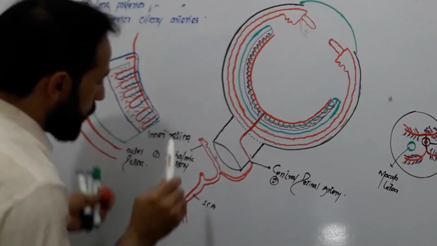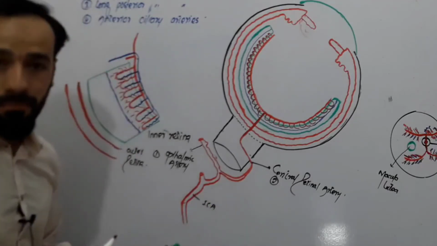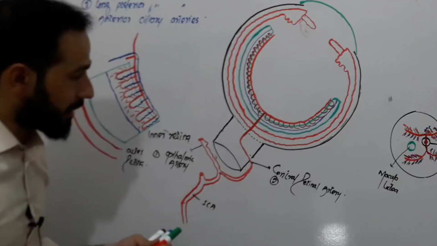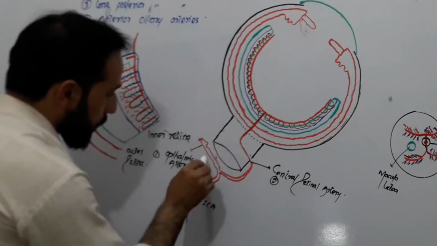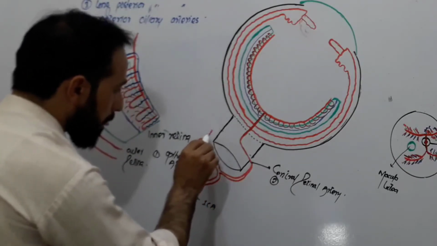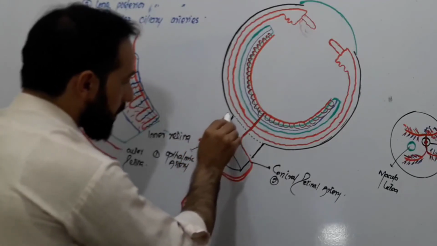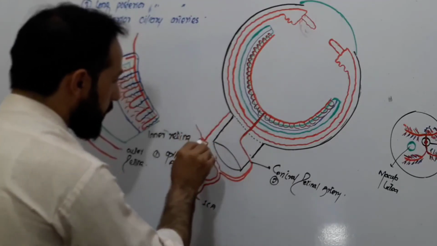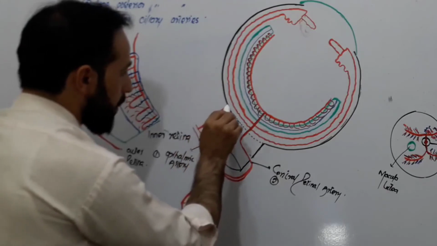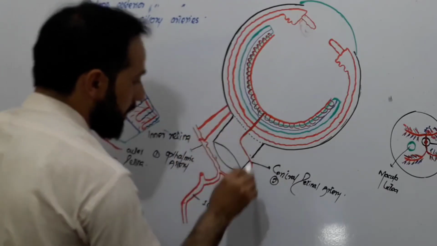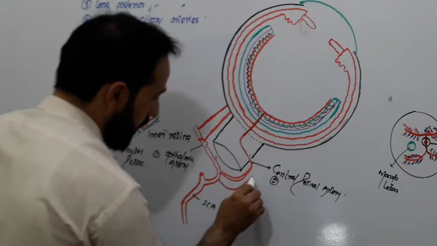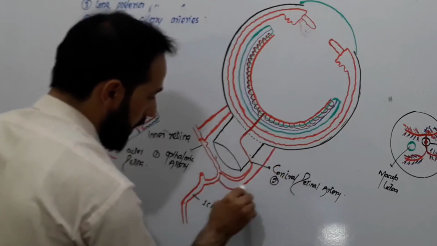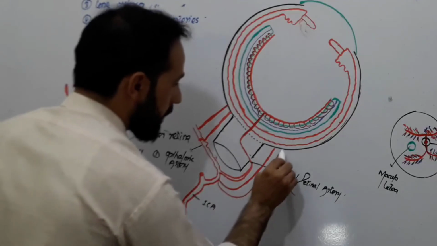Now what do they do? Look carefully. These are many arteries, right? We have said that there are many short posterior ciliary arteries. Now from the ophthalmic artery, right friends, from the ophthalmic artery, the short posterior ciliary arteries will branch off and they will enter your eye, right? This is your ophthalmic artery again, and they will pierce your sclera and they will enter your eye.